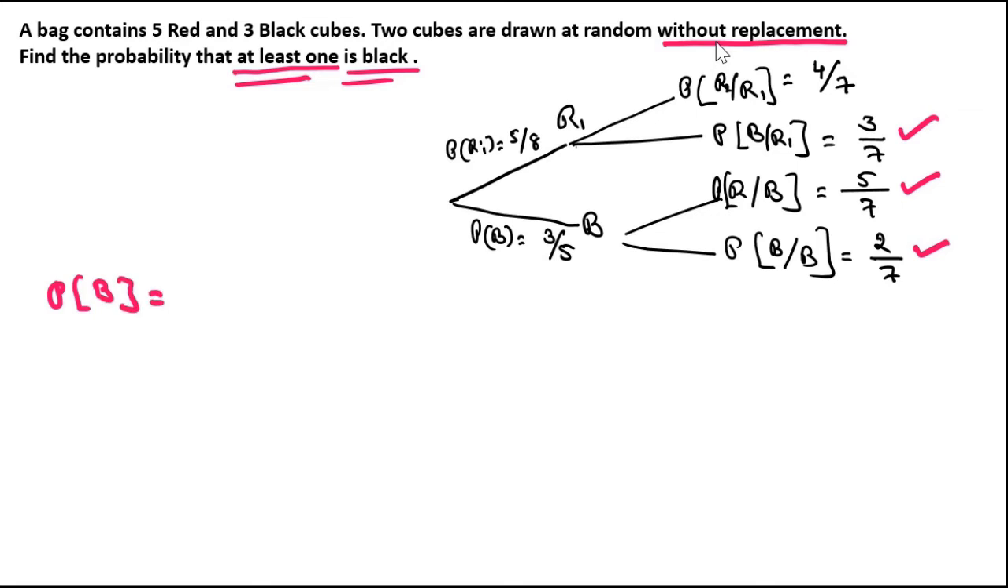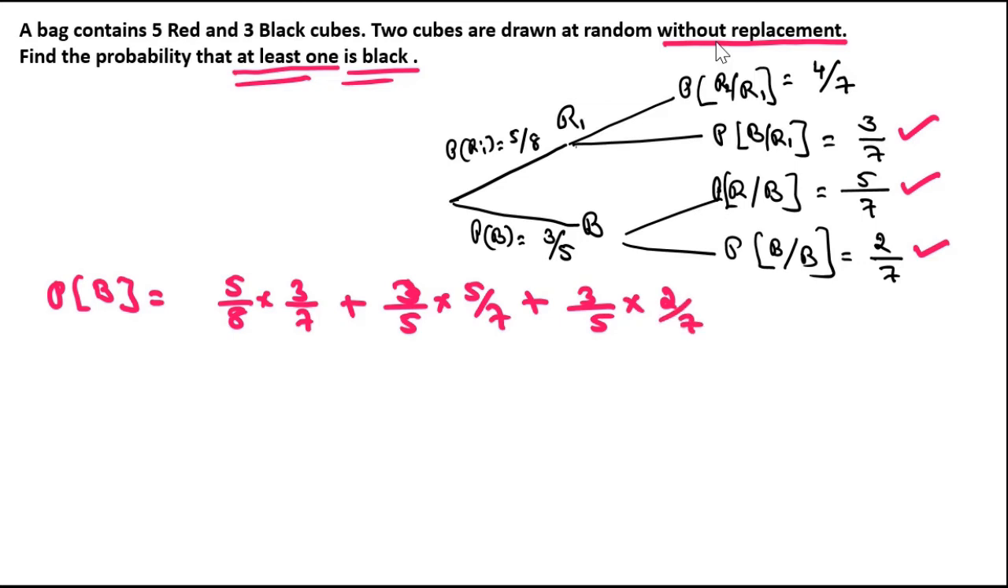So see, one case is red and black: 5 by 8 into 3 by 7, plus black and red: 3 by 8 into 5 by 7, plus 3 by 8 into 2 by 7. So this is equal to 15 by 56 plus 15 by 56 plus 6 by 56, so 3 by 8.